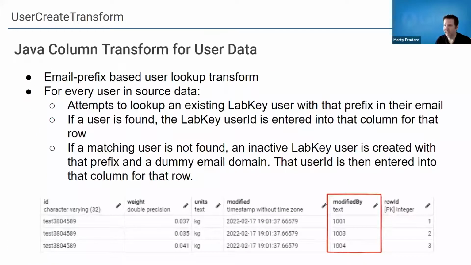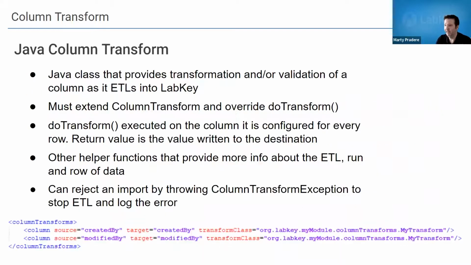So back to our use case here, our scenario. We do have a Java column transform for user data. This is an email prefix based transform. What I mean by that is, to take off the @ domain or whatever. There are certainly other ways of doing that on sources where this user data is saved in some other format. But this is our example of how to do that, and you could possibly use it for your own ETLs.